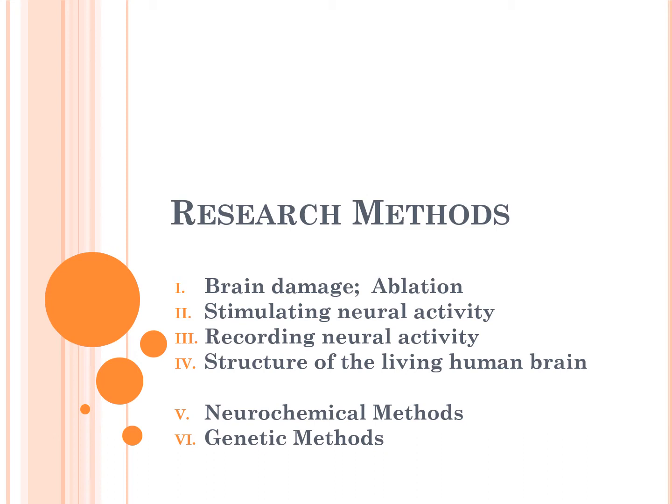And I have out here numbers 5 and 6, neurochemical methods and genetic methods. The neurochemical methods, CALIT does not discuss those. And I have another textbook that does a really good job of going through some of those techniques. They are rather fascinating, but I am going to skip over those neurochemical methods.